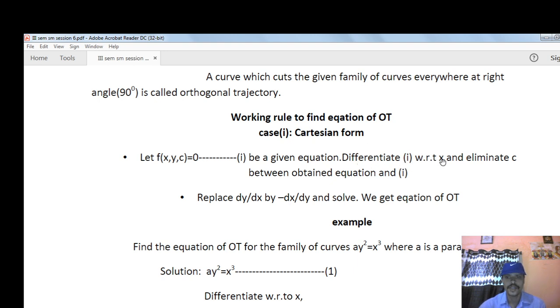If there is any arbitrary constant c in the obtained equation, first of all remove that c from the obtained equation and 1. After removing the arbitrary constant c, apply the orthogonal condition. This is the orthogonal condition in Cartesian form. Replace dy by dx by minus dx by dy and solve. The solution itself is the equation of OT.